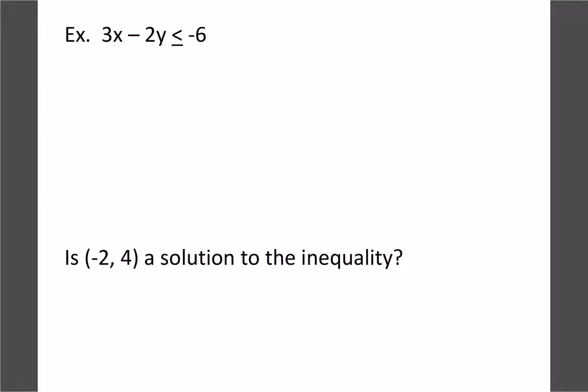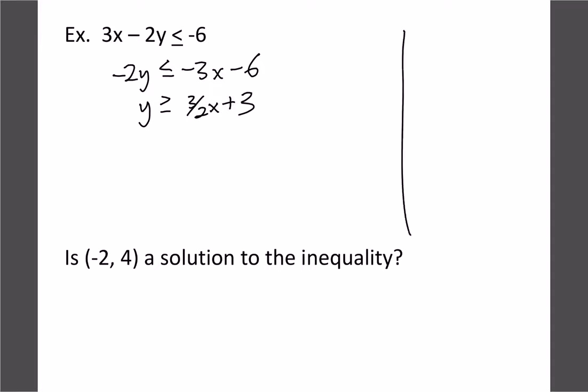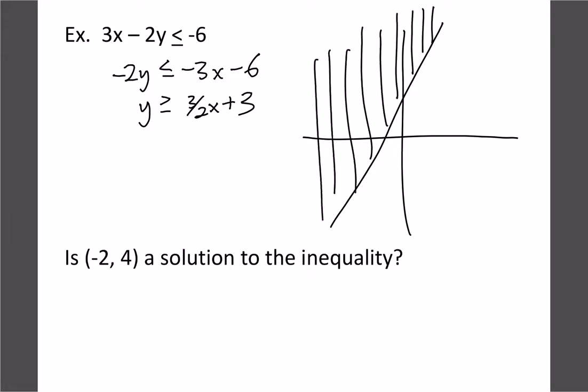So solve it equal to y. Let's do this one again. Let's bring the 3x over, so that makes it minus 3x. Divide by negative 2, we'll flip our symbol. So when we divide by negative 2, we get plus 3. So our graph in this case would be 3/2 x plus 3, so it's going to be a line something like that. It's greater than or equal to, so it's a solid line, and greater than we shade above. So that would be our graph.